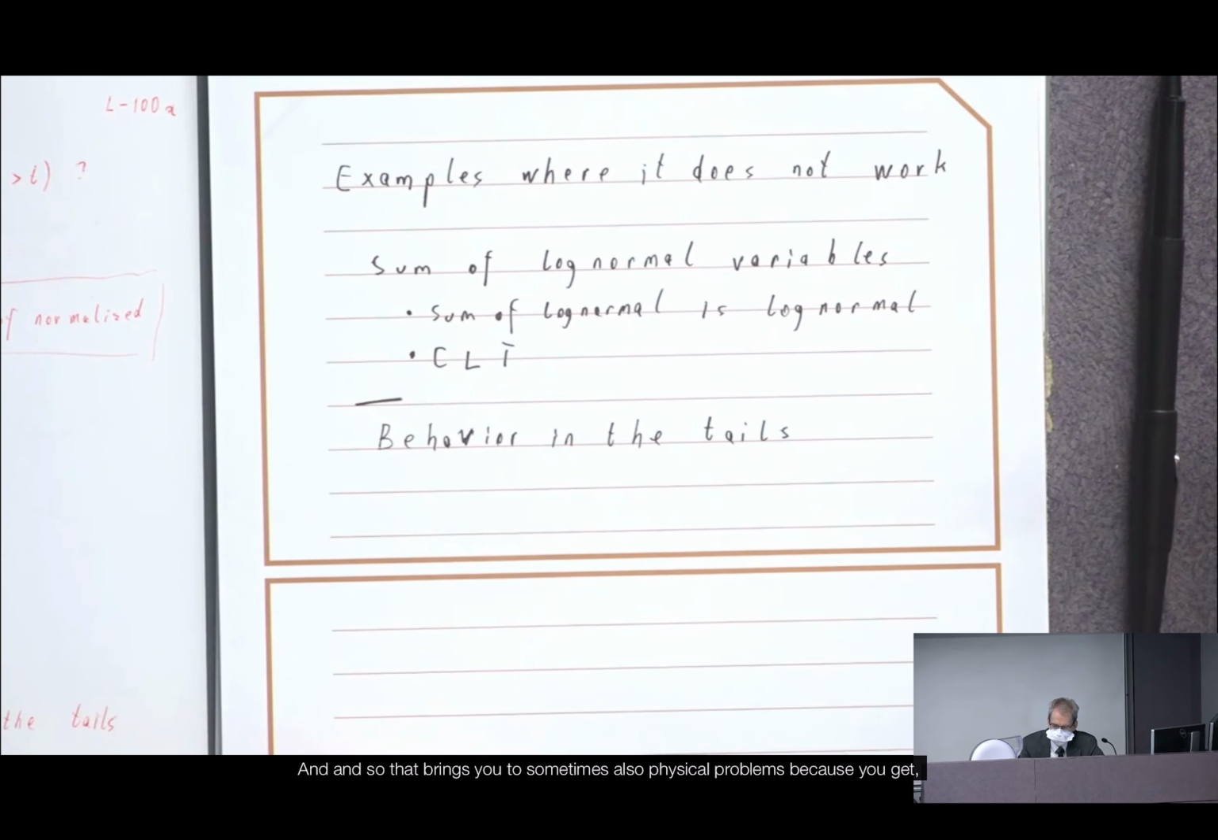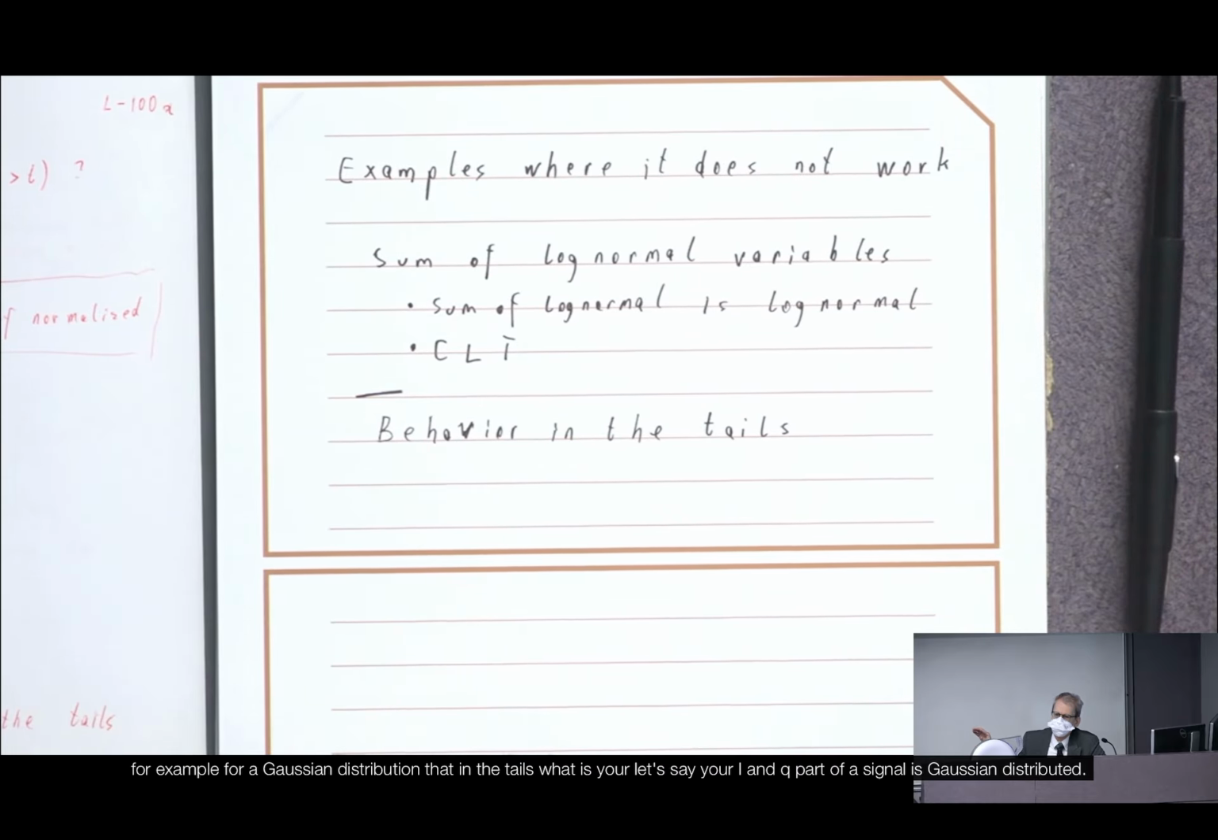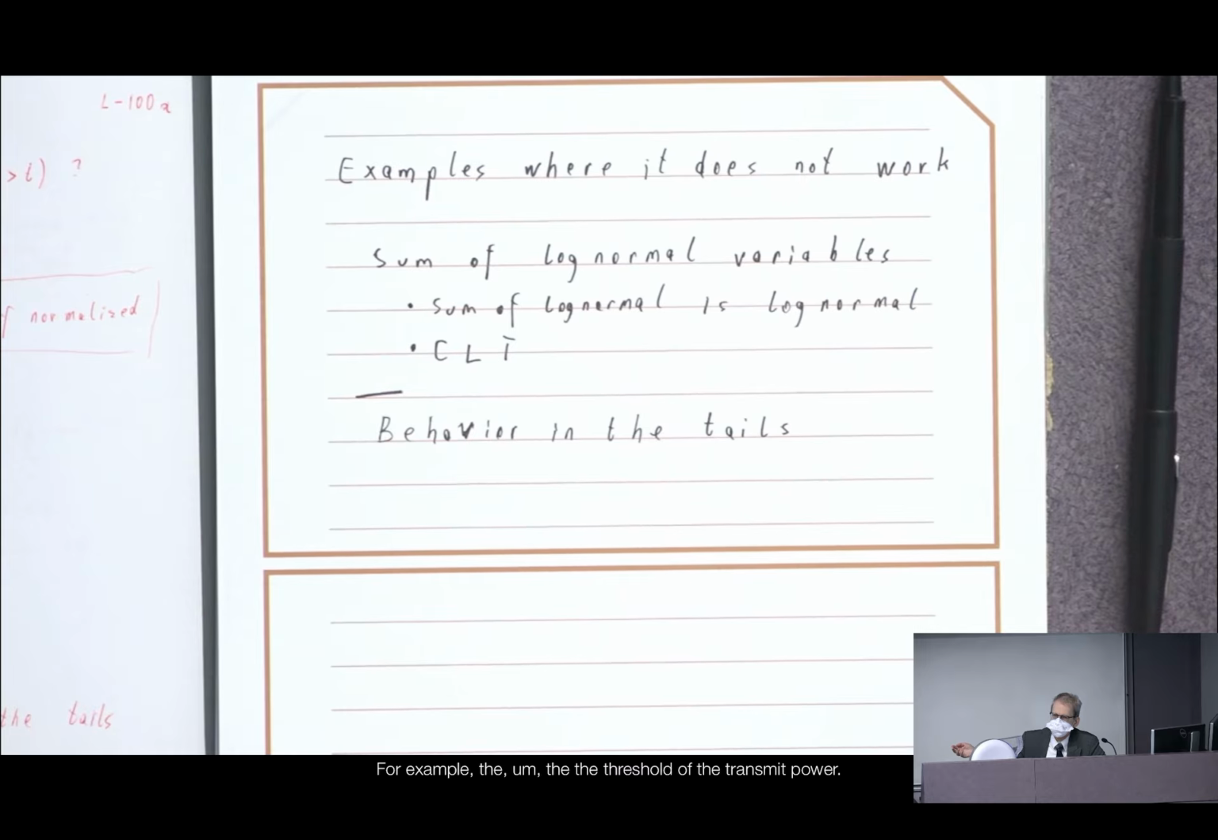That sometimes also brings you to physical problems. For a Gaussian distribution in the tails, if, let's say, the I and Q part of a signal, the in-phase and quadrature phase of a complex signal, are Gaussian distributed, then the energy of that signal is actually exponentially distributed. That means you have a finite probability of energy larger than any arbitrary threshold you can set, including, for example, the transmit power. So you can get situations where the Gaussian model gives you the possibility of received power being larger than the transmit power, which obviously runs afoul of the second law of thermodynamics. And so that does not work.